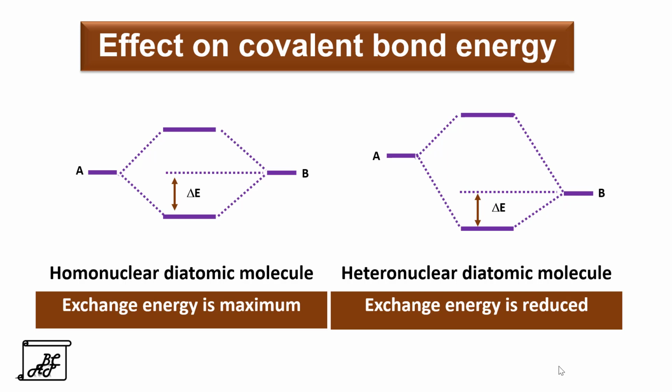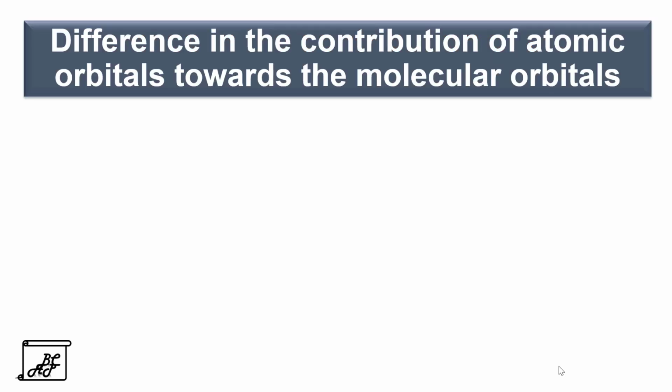In case of homonuclear diatomic molecule, the exchange energy is maximum, whereas in case of heteronuclear diatomic molecule, the exchange energy is reduced. Let's move to the third factor, that is difference in the contribution of atomic orbitals towards the molecular orbitals.